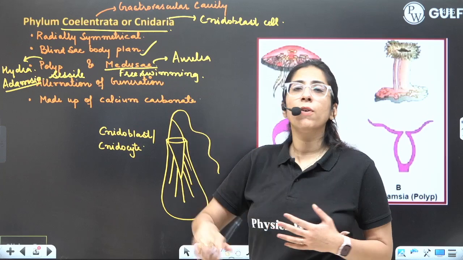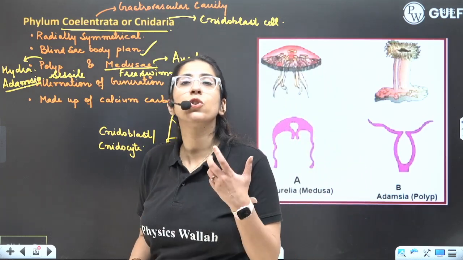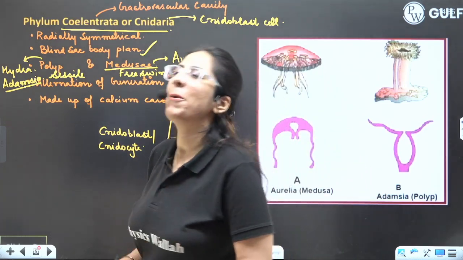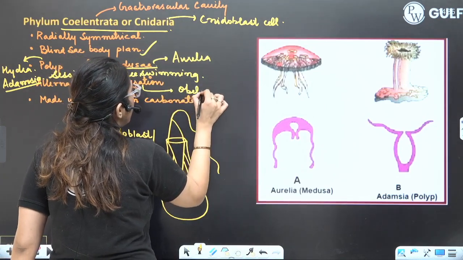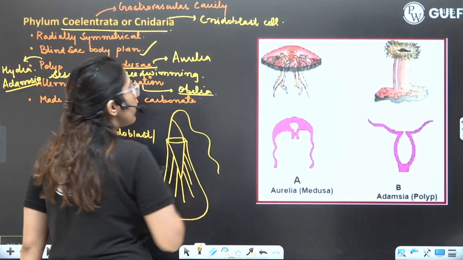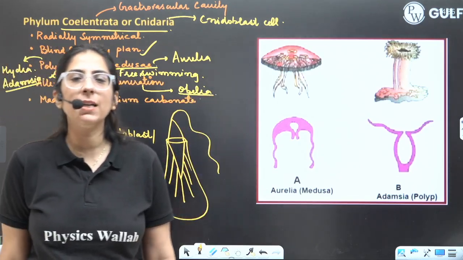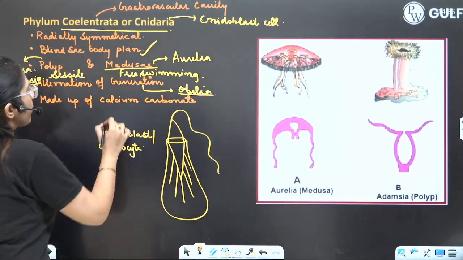And where do you find alternation of generation? This is shown by Obelia. Yes, by Obelia. This is termed as metagenesis. Now, made up of calcium carbonate.